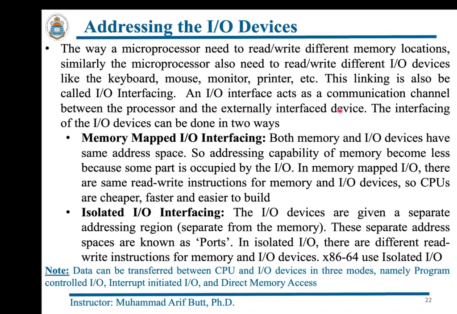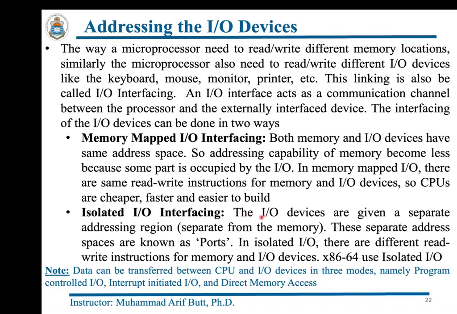And this interfacing can be done in two ways. The first is the memory mapped I/O and the second is the isolated I/O. In memory mapped I/O, both memory and I/O devices have same address space. So addressing capability of memory becomes less because some part of the memory is occupied by the I/O. And in memory mapped I/O, there are same read-write instructions for the memory and the I/O devices. So CPUs are cheaper, faster, and easier to build.